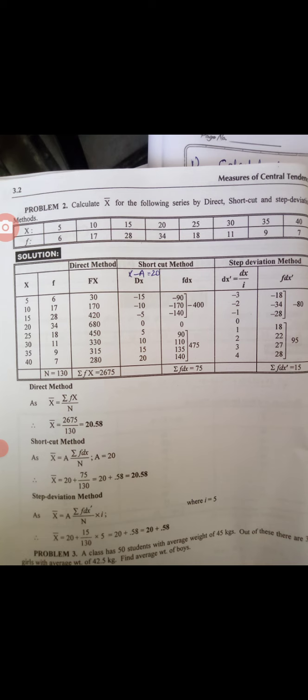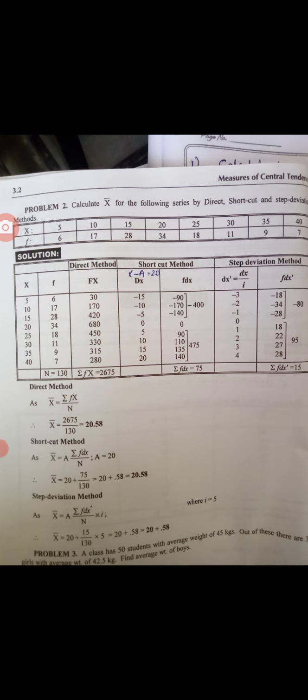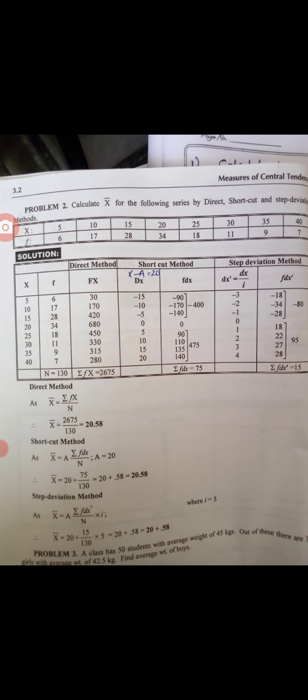So in direct method, shortcut method, and step deviation, we should get the same answer. In direct method we got 20.58, in shortcut method also you have to get 20.58. Now we will see the last method, that is step deviation method. So in step deviation method, you have to find out f dx1. So dx1 equal to dx by i. I is the difference between the class intervals. So for this step deviation method, go through this problem and send it to my WhatsApp number. Thank you.